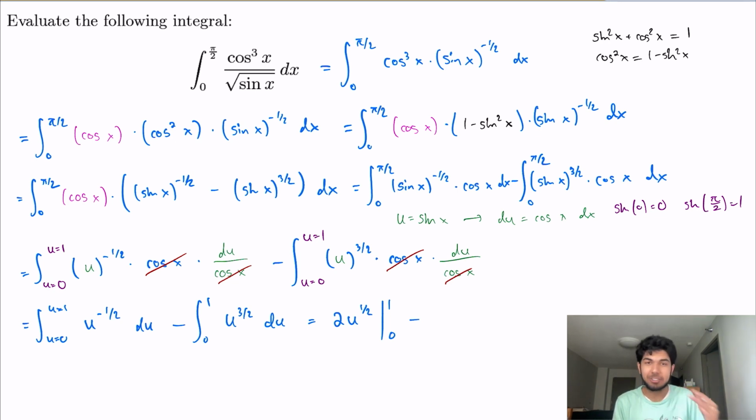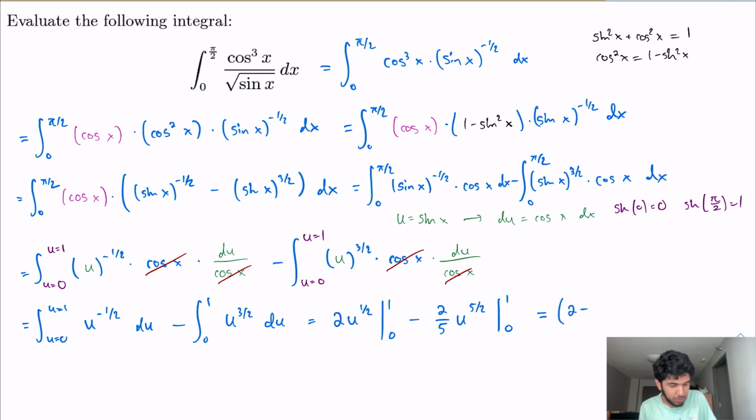3 halves plus 1 is 5 halves. Dividing by 5 halves is the same thing as multiplying by 2/5. So 2/5 u to the 5 halves, evaluated from 1 down to 0. And you can substitute it in, subtract, you'll get 2 minus 2/5, which is equal to 8/5.